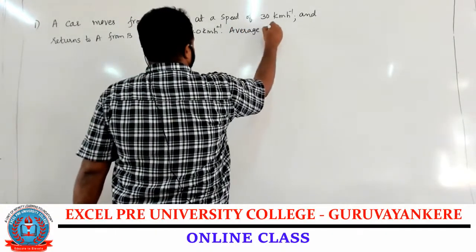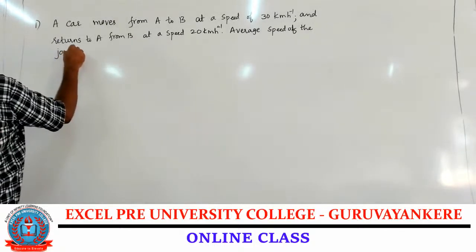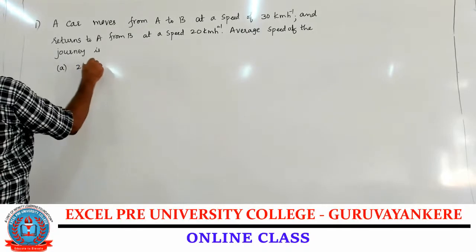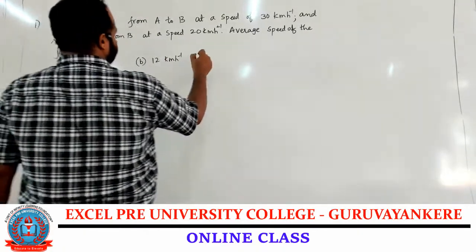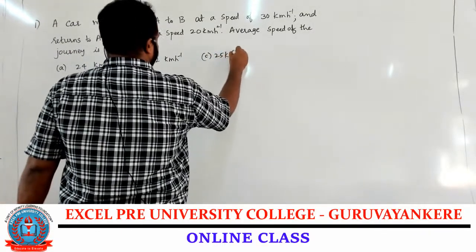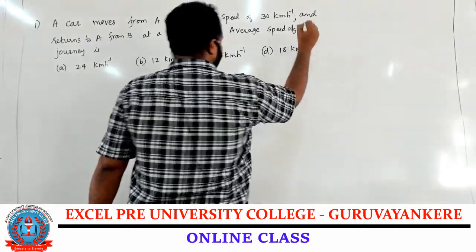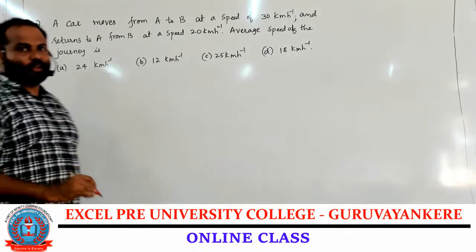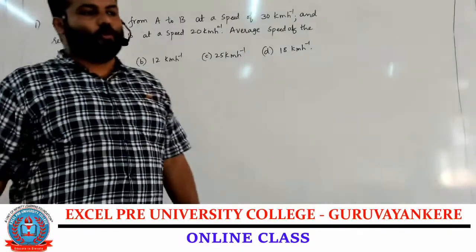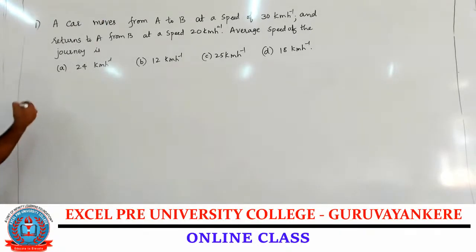Average speed of the journey is: answers are 24 kilometer per hour, 12 kilometer per hour, 25 kilometer per hour and 18 kilometer per hour. This is the first question. Second one, shall I give you or solve it? Better to solve it. Try to solve this now. Think of the formula, try to solve it. Or I'll give you one more question, then probably you will understand why it is different.